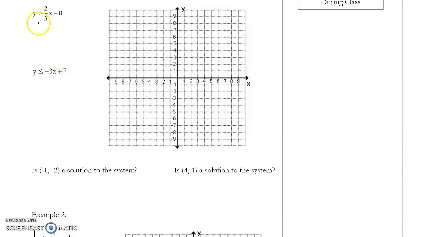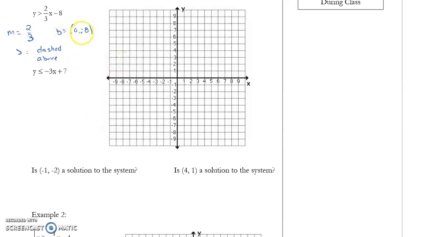In this first example, we see our equation is in slope-intercept form, so we can pick out our slope of 2/3 and our y-intercept of (0, -8). The symbol, being a greater than symbol, means it's going to be a dashed line, and generally we will be shading above because it's in slope-intercept form and it's greater than.